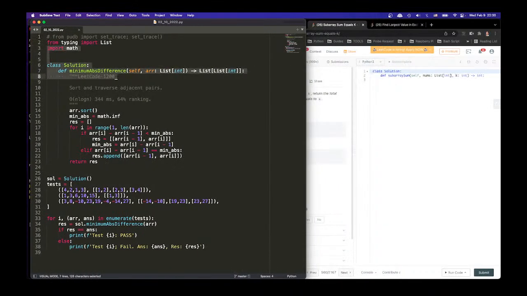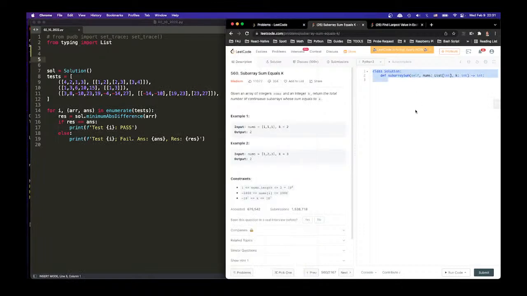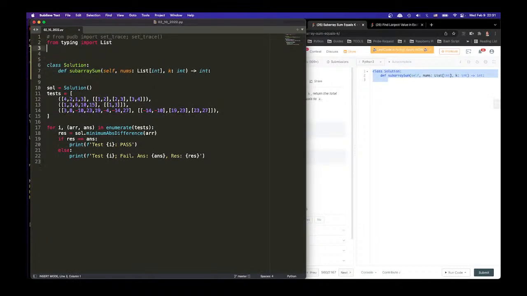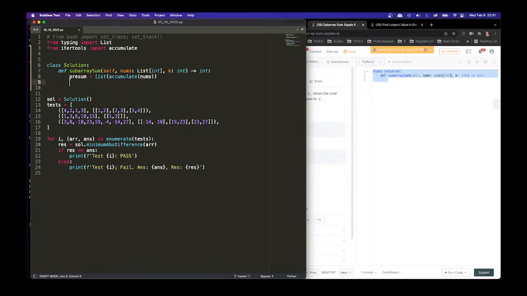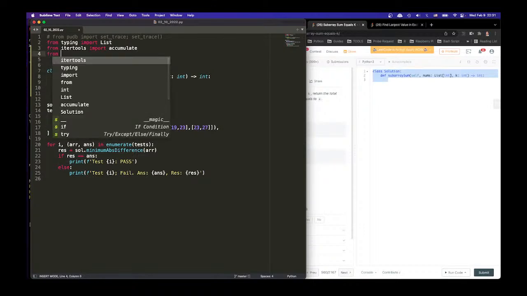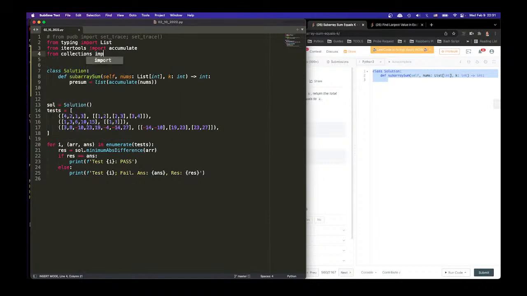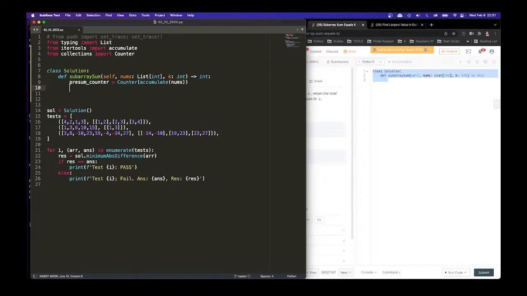And Python has something for this. I think it's from itertools. Accumulate. Oh, we also need Counter. So pre-sum, Counter. Okay, so we do this.